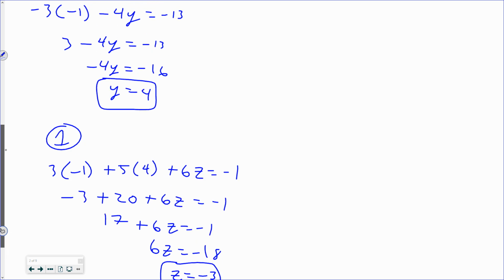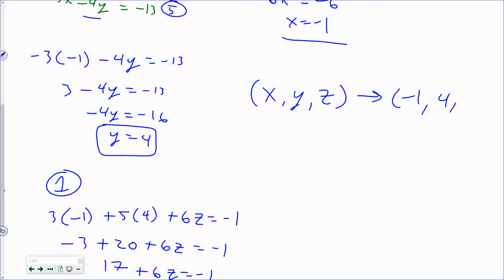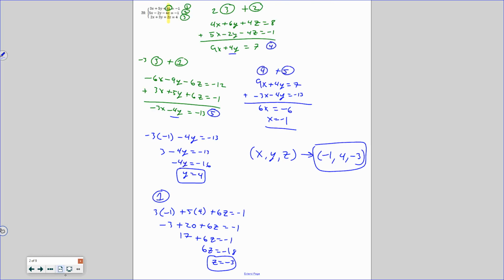All right. So z is -3. The last thing that you have to do is list this as x, y, z. So you have -1, 4, -3. Yeah, -3. And that's your answer. Any questions about that?